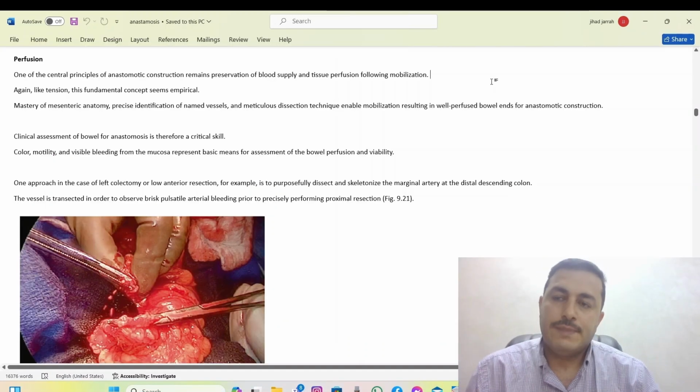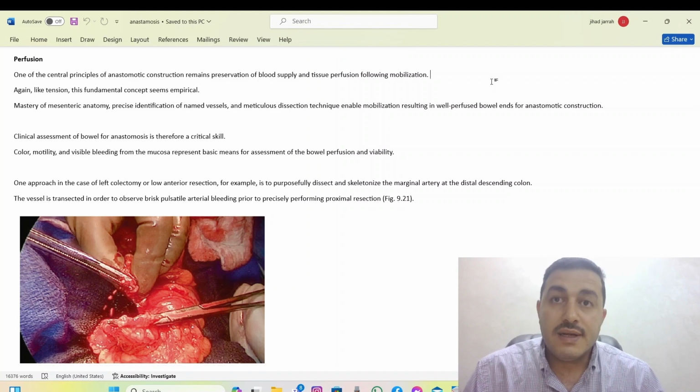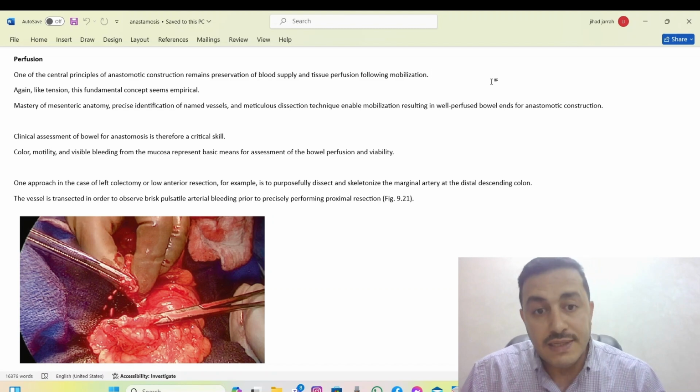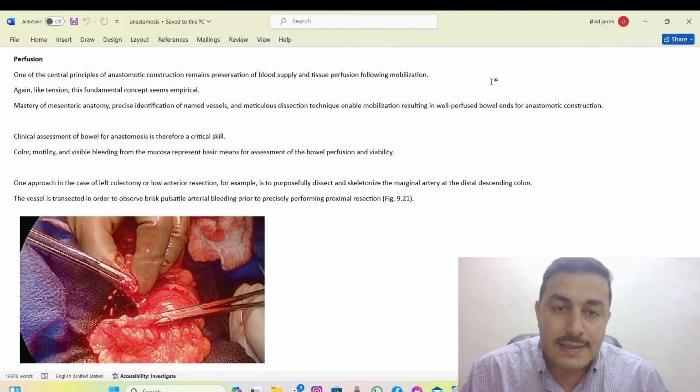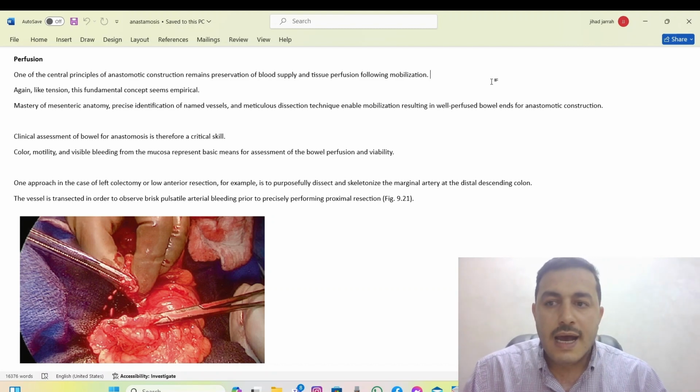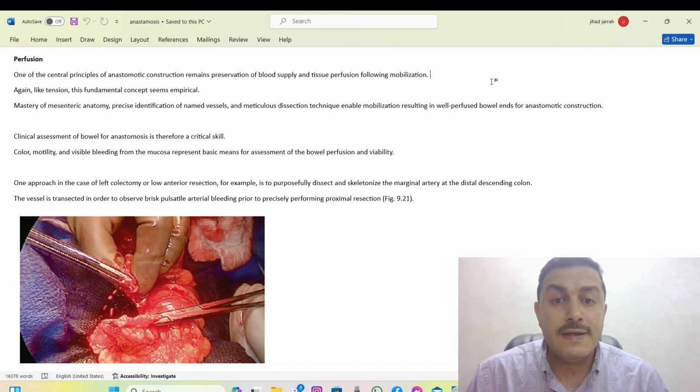Perfusion is to ensure adequate blood supply at the level of the future proximal and distal limb. And actually this is a clinical assessment. We use clinical parameters that will help us. Do these clinical measurements guarantee 100% perfused or well vascularized segments? The answer is no.